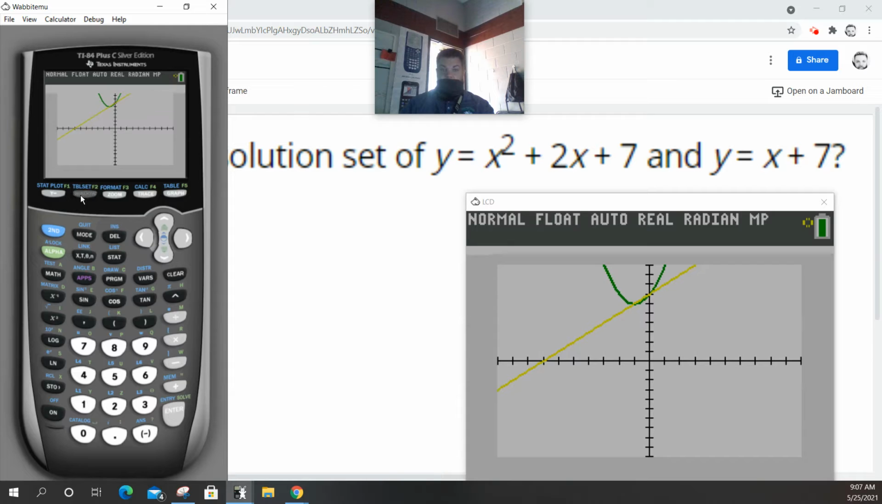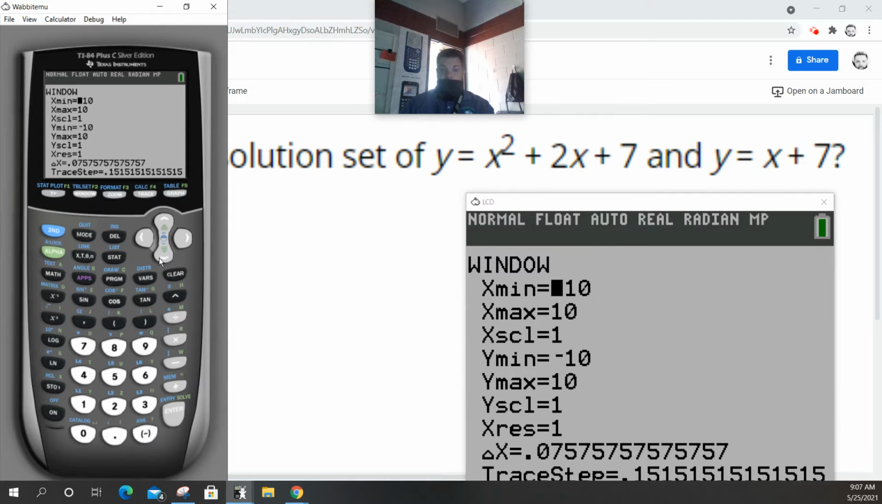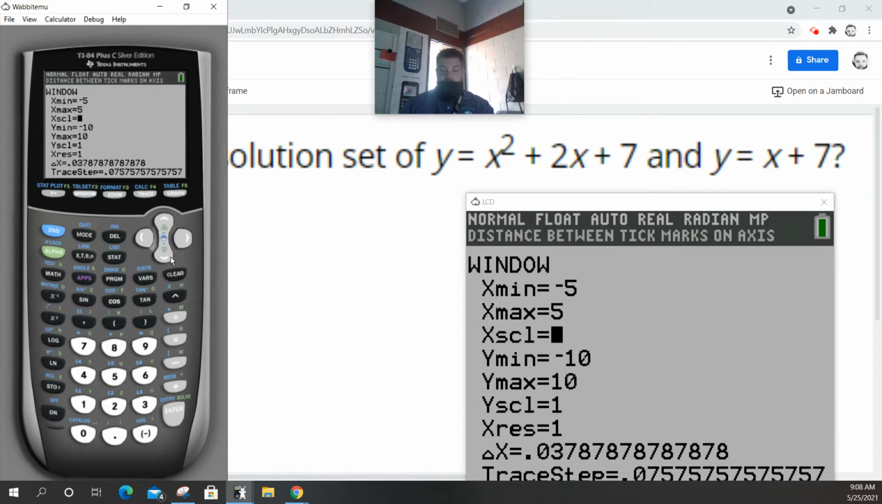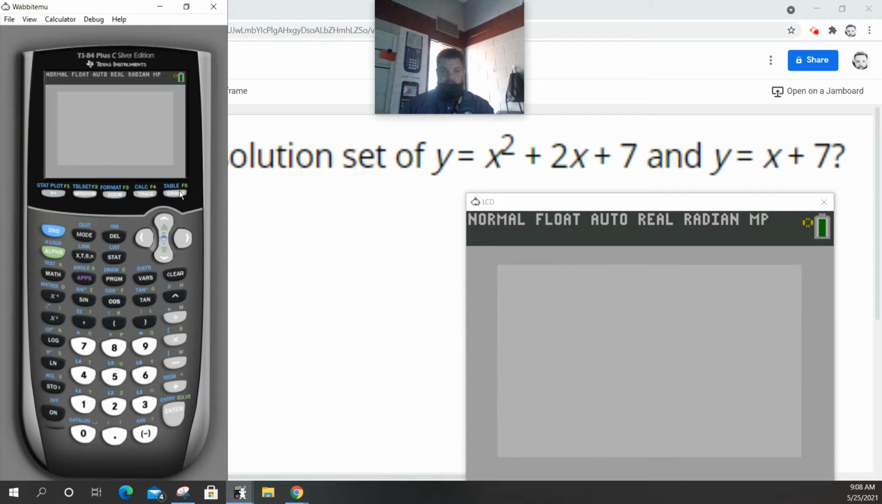So I'm going to go in here and adjust my window. My x-min, I'm going to go from -5 to 5. And my y-min, I'm going to go from, I don't know, it's all positive, so I'm going to go from like 2 to 10's fine. So I'm just going to zoom in. There's the quadratic.